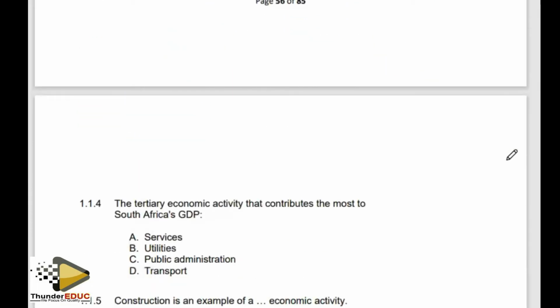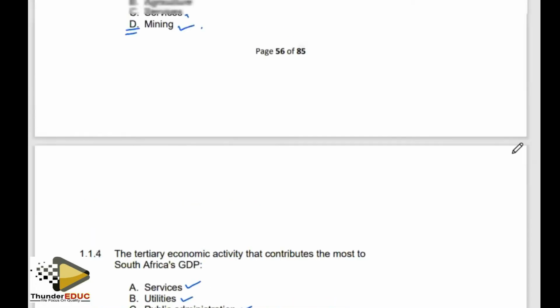Number 1.1.4, the tertiary economic activity that contributes the most to South Africa's GDP. Now we are looking at tertiary, so which means under tertiary, we're going to look at services, utilities, public admin, and transport. So all these ones, they fall under the tertiary sector. So we need to find out which one contributed the most to GDP. Let us go back to our table and we check.